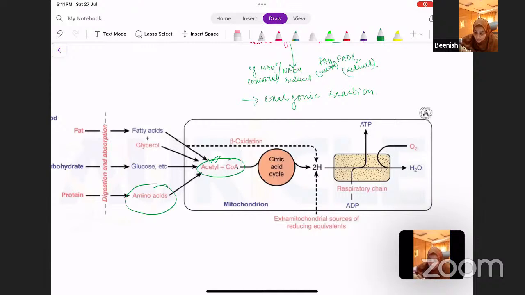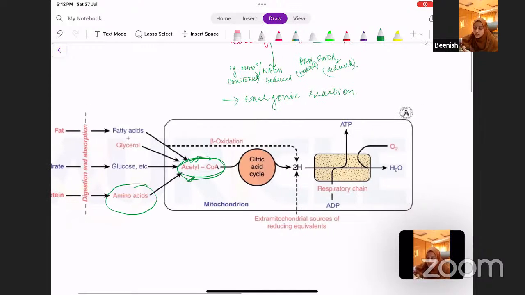Okay, they are again going to give acetyl CoA. So everything is ultimately converging, whether it be proteins, carbohydrates, or fat, everything is converging at acetyl CoA. And then this acetyl CoA is going to enter the TCA cycle, where reducing equivalents, that is NADH and FADH2, are produced. These NADH and FADH2 are then going to enter the electron transport chain.